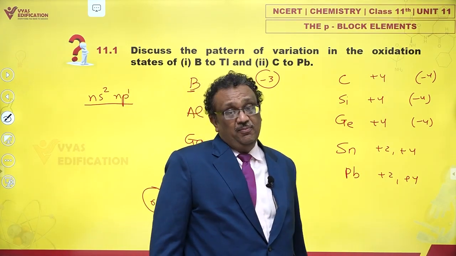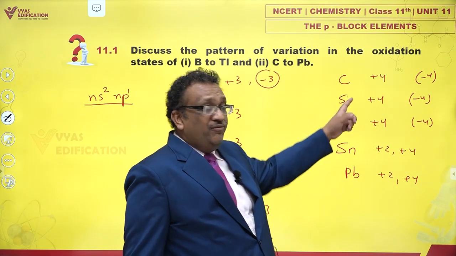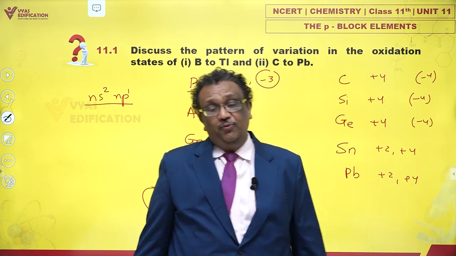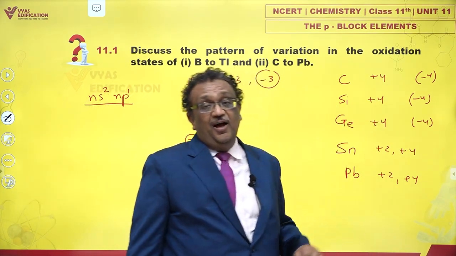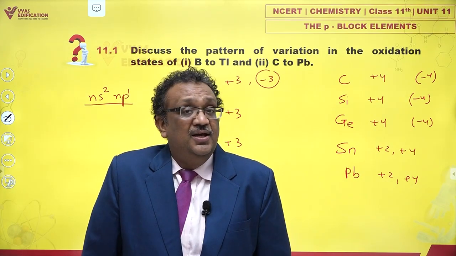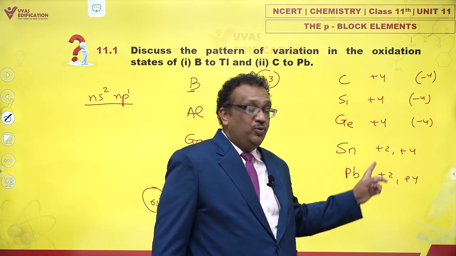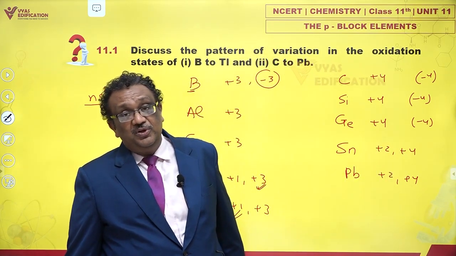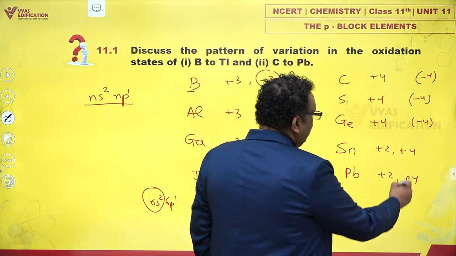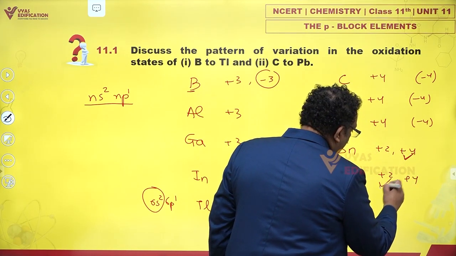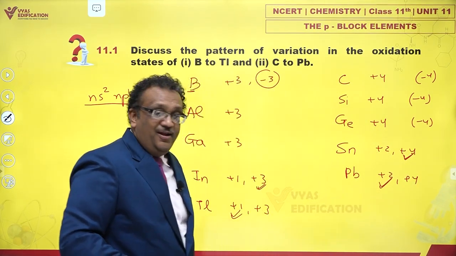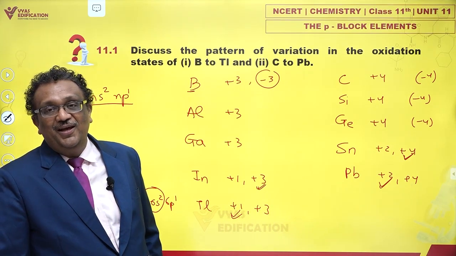Silicon and germanium are metalloids. Along with +4, they also show -4. Tin and lead are metals. Because they are metals, they never show -4. However, they are capable of showing the +2 state in addition to +4. In case of tin, +4 is more stable than +2. And in case of lead, again, +2 becomes more stable than +4.